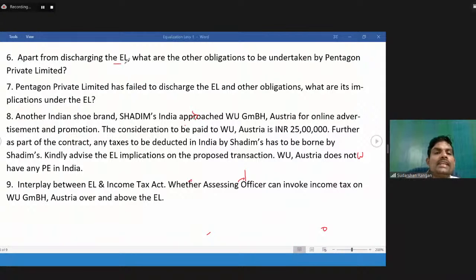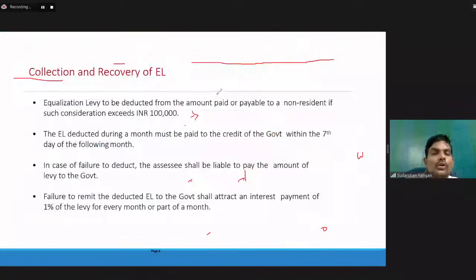Apart from discharging the EL, what are the other obligations to be undertaken by Pentagon Private Limited? These obligations are very similar to what you do under your income tax TDS. That is, the Indian company should deduct, and after deducting, should pay to the credit of the government within the 7th day of the following month. So if the transaction is done on 30th November, before 7th December, the equalization levy has to be remitted to the government.